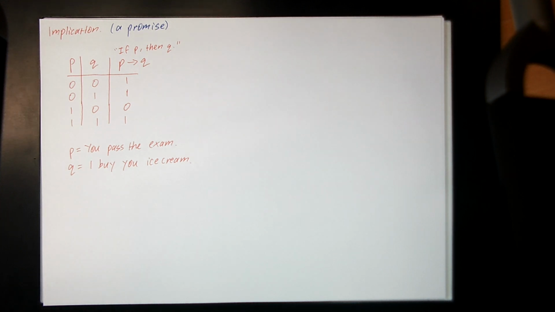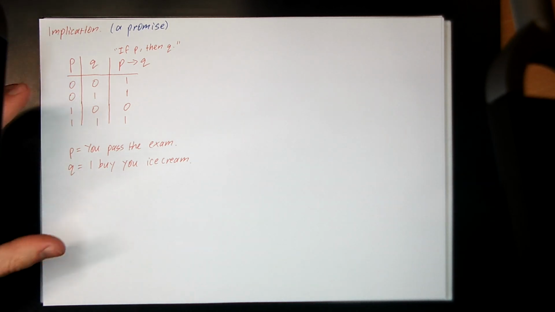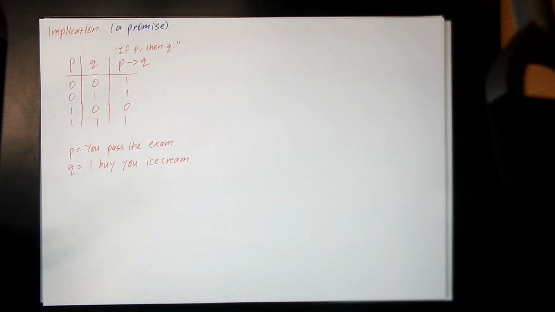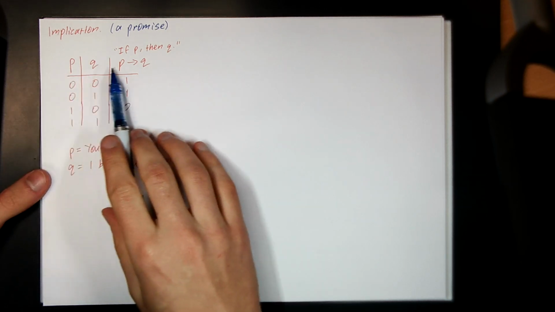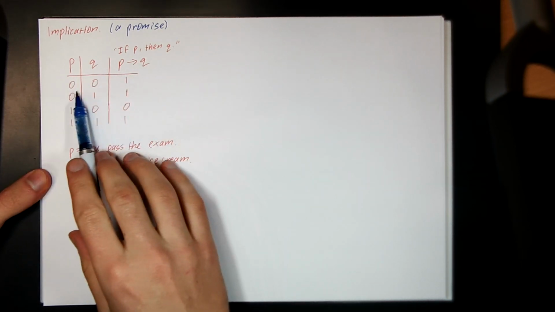Okay, now I want to talk about the trickiest logical operator, the implication operator, which I wanted to put in a separate video because it's sort of the most counterintuitive. So first off, before we go into anything else, let's just look at the truth table for implication. So here's the truth table.